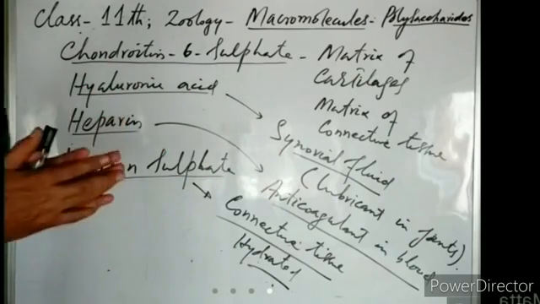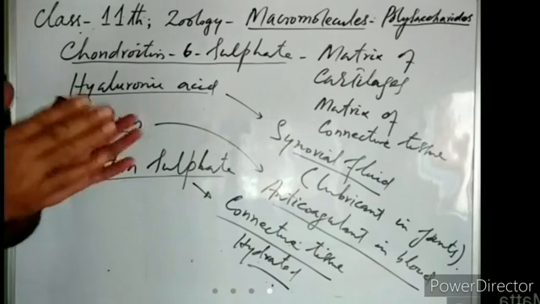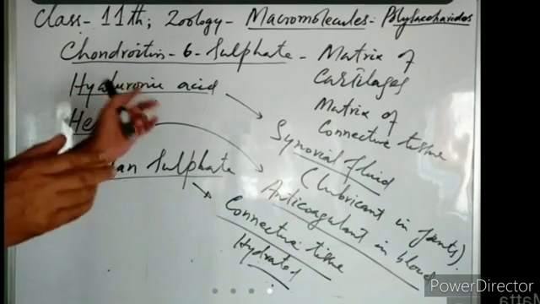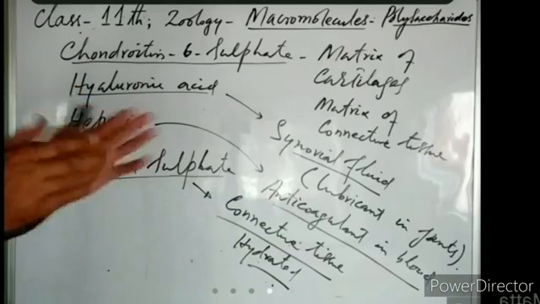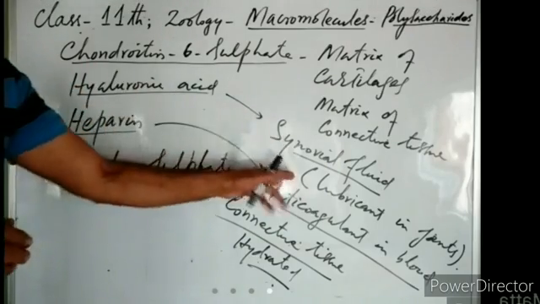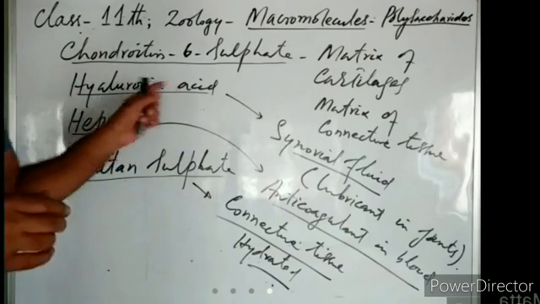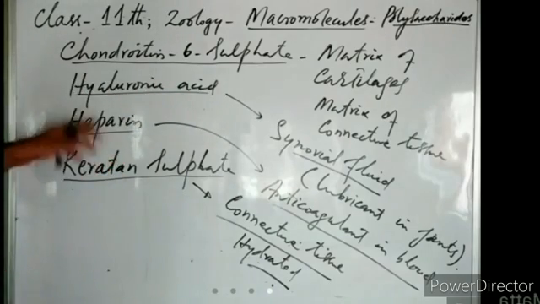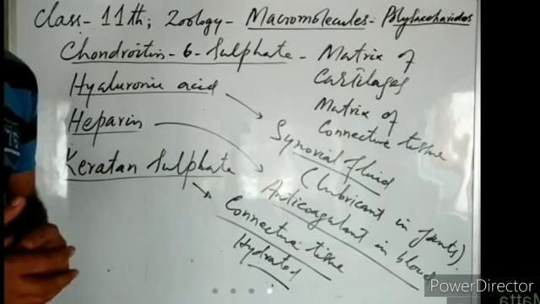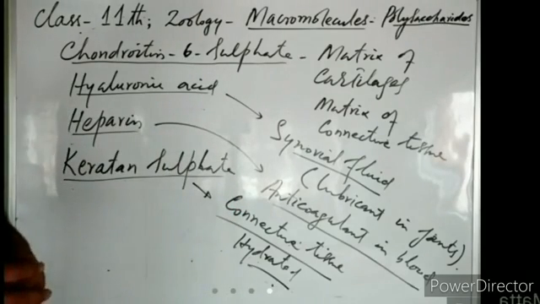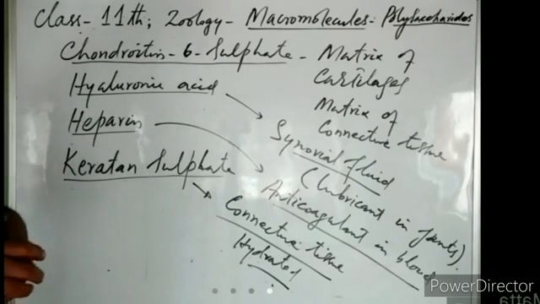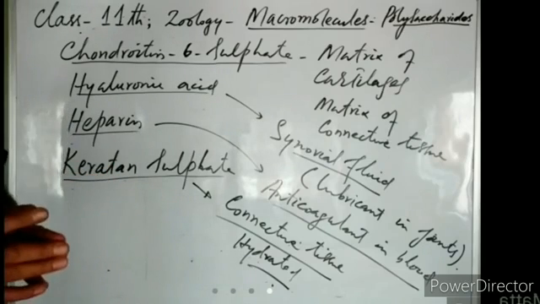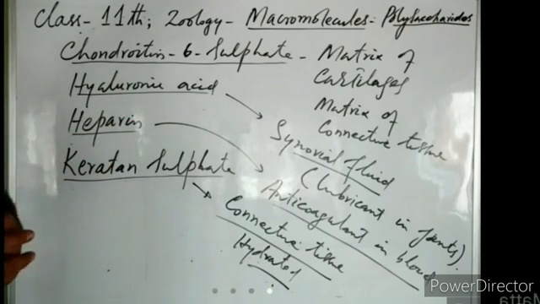This hyaluronic acid also acts as a cementing substance between the cells. It keeps the cells adhered to each other. So it acts as a cementing substance to keep the cells of epithelium stuck to each other, right? Then we have got heparin. This heparin acts as an anticoagulant in blood. It prevents internal coagulation of blood. And keratin sulfate is also found in connective tissue, which retains water and keeps the connective tissue hydrated, right? So that is the function of mucopolysaccharides.